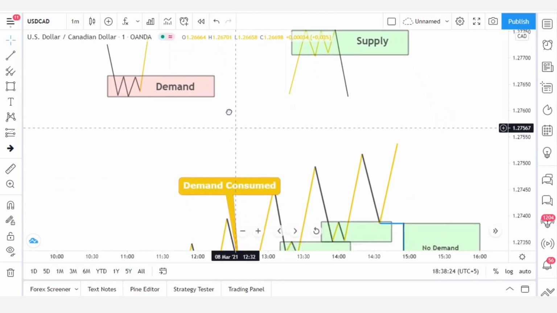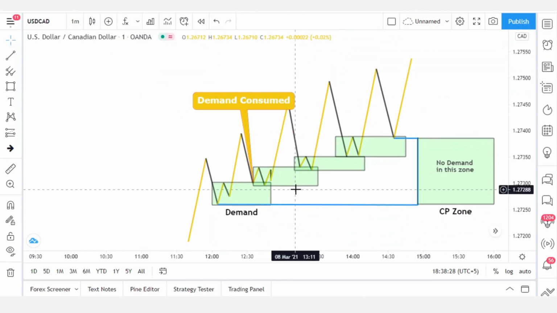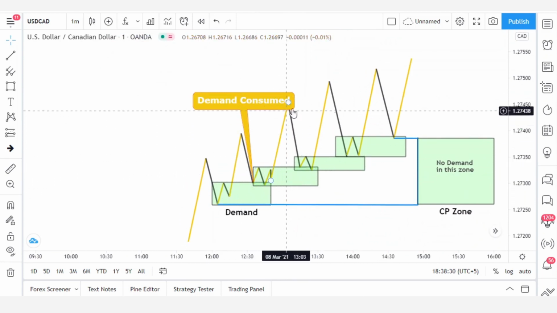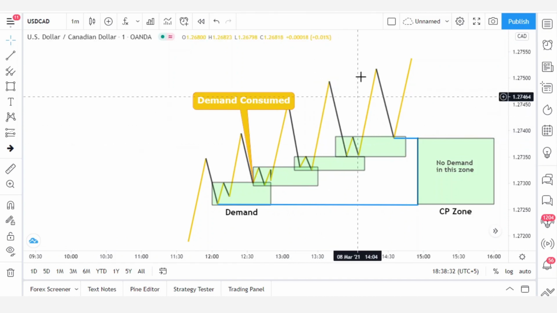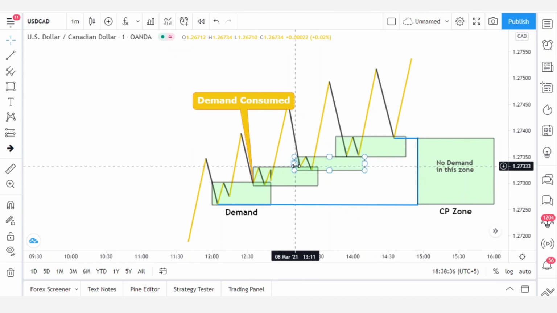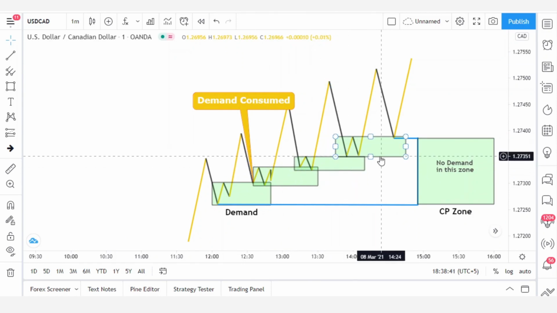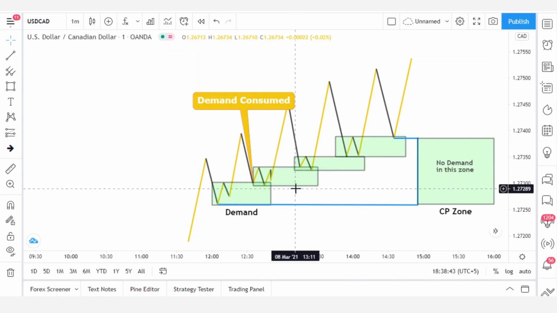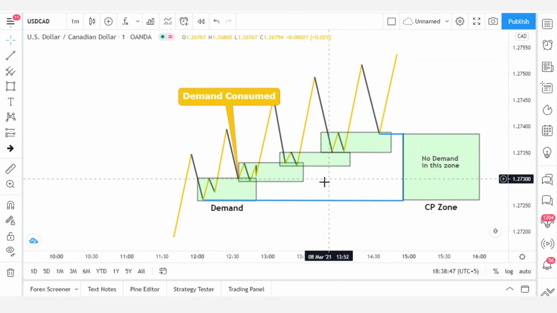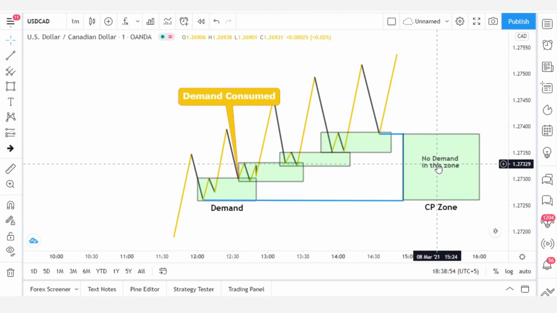Now look at this animation below. Price is moving up as well as consuming the demand zones. So there is no fresh demand zone here. All demand zones are already consumed, and we will call it compression, as there is no demand in this zone. We will also call it a CP zone or compression zone.